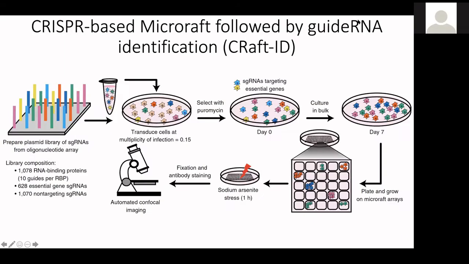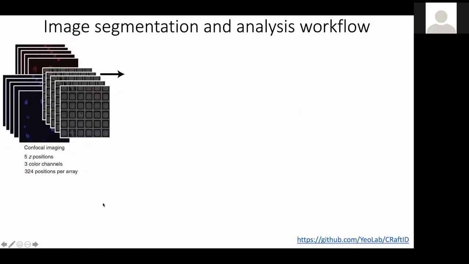So once we had this automated confocal imaging, the first thing that we had to do was be able to process all of these images. All of the code and the software that we wrote to handle this image processing is available on our GitHub repository. So we performed confocal imaging, and to get really high resolution of the granules, we imaged in 5 Z stacks.